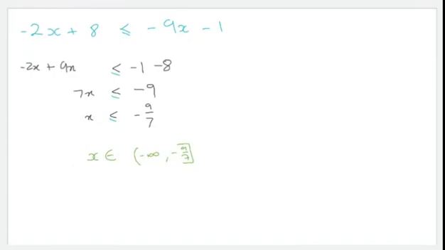Okay, I'll give you another inequality to solve on the next page.